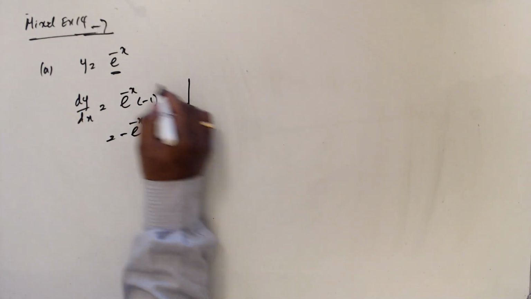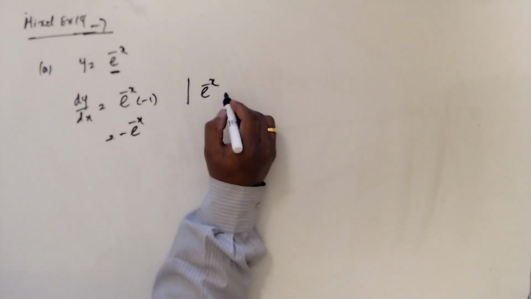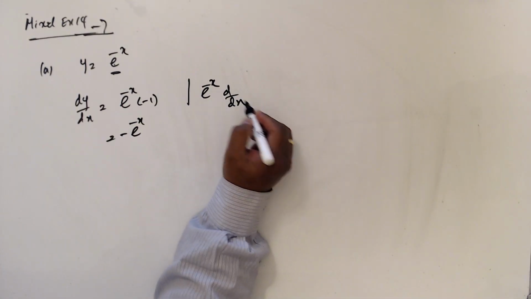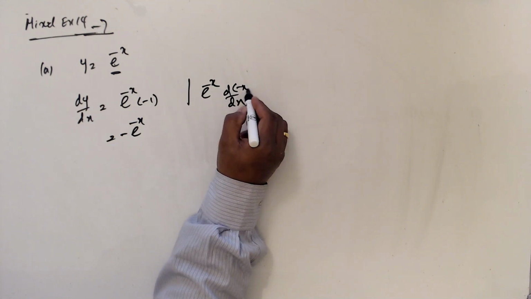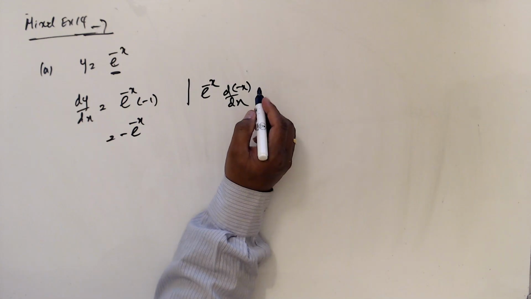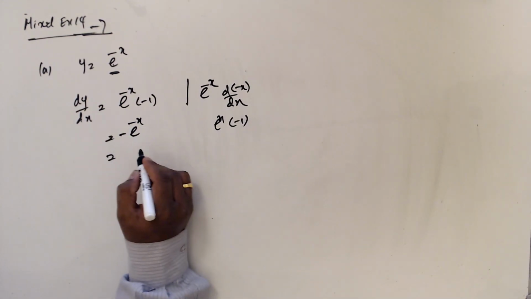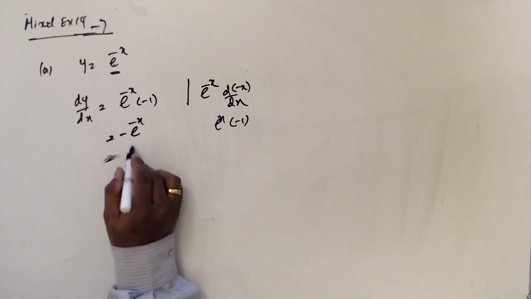I will tell this one again. Write the same answer first. Then differentiate. This is the command. When you differentiate minus x, what is the answer? Minus 1. So minus e to the power minus x.